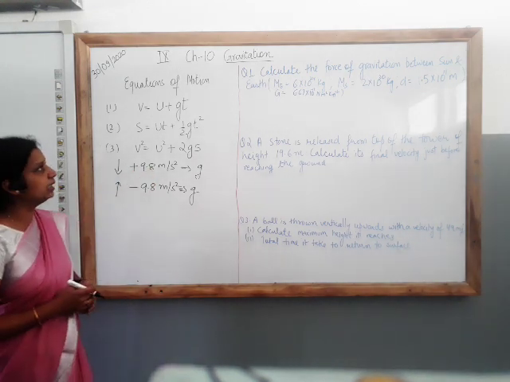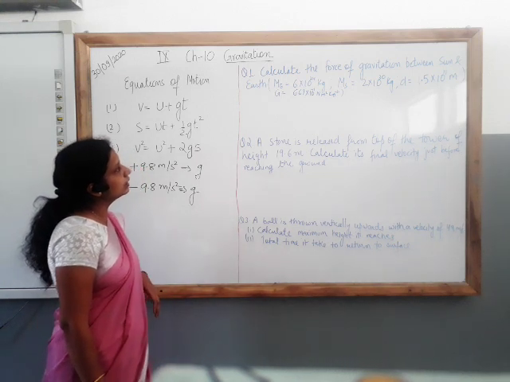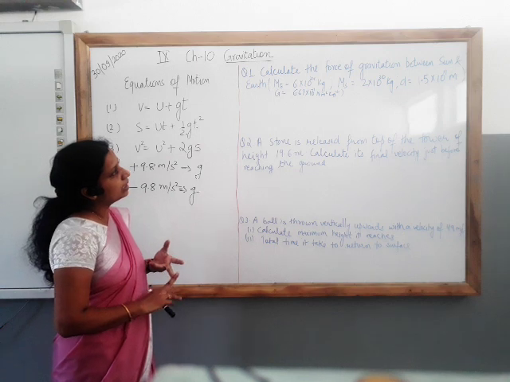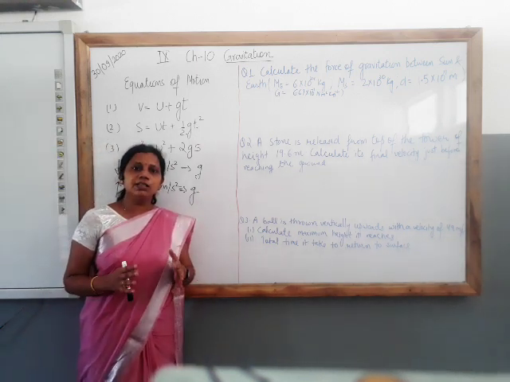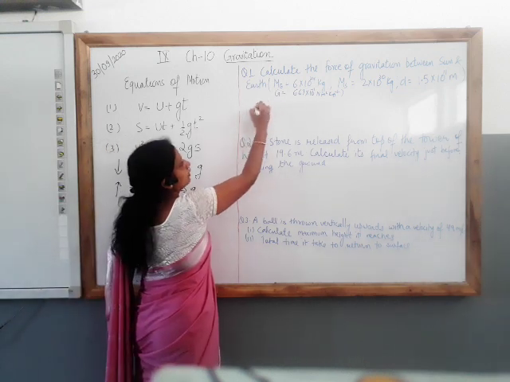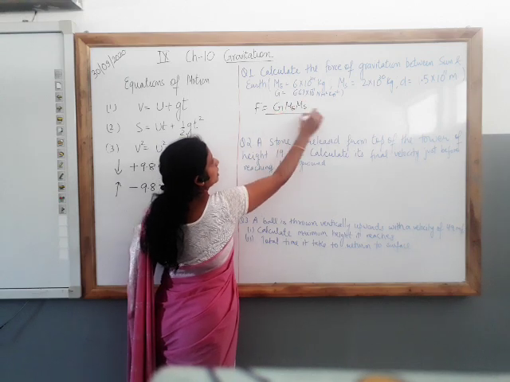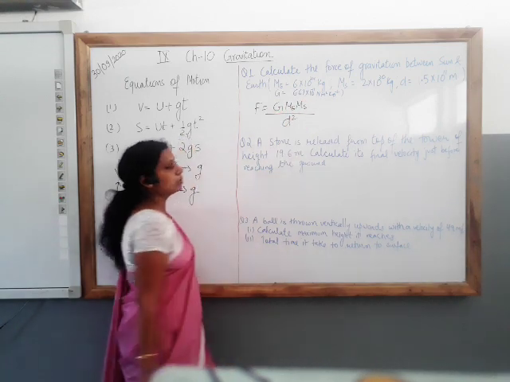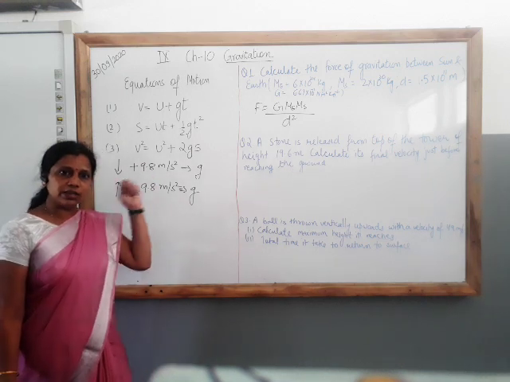Let's start with the numericals. Question first: calculate the force of gravitation between Sun and Earth, where the mass of Earth, mass of Sun, distance between the two and gravitational constant are given. The first step here is to write the formula for this force of gravitation. So we'll write the formula F equal to G times mass of Earth into mass of Sun divided by the square of the distance between the two. Now you have the formula and all the values, simply put these values in this formula.